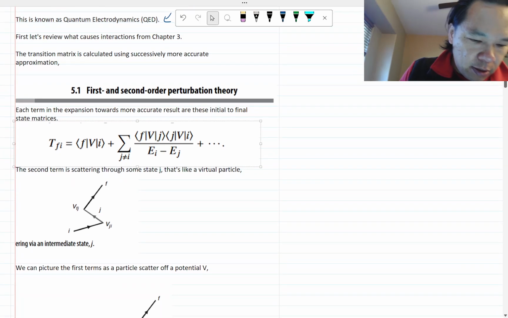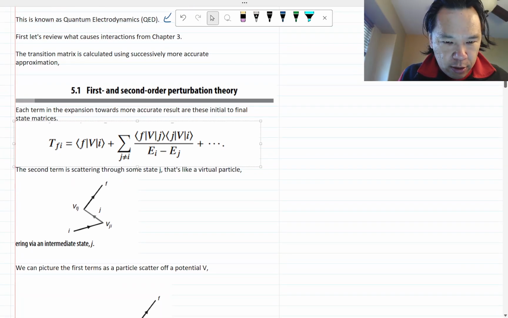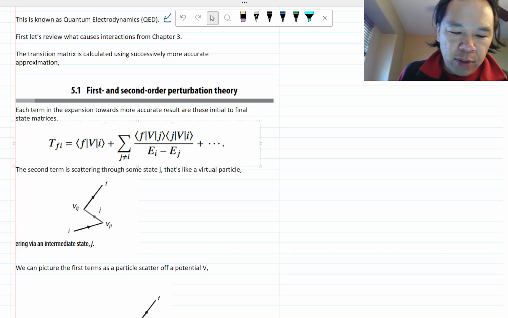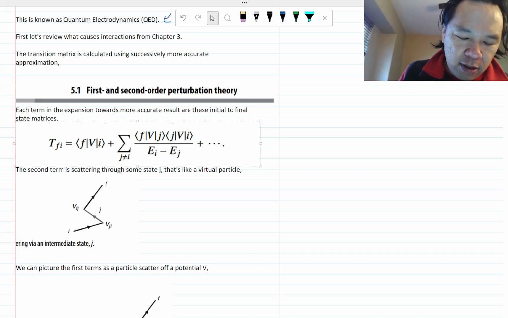Okay. But before we can do that, we're going to do the first and second order approximations of these interactions, because the higher orders are increasingly, or actually more accurately, decreasingly significant, and therefore we only need the first and second order approximation of these interactions.